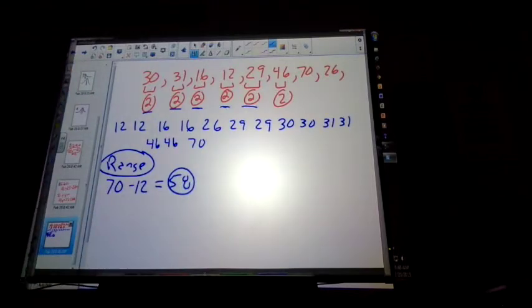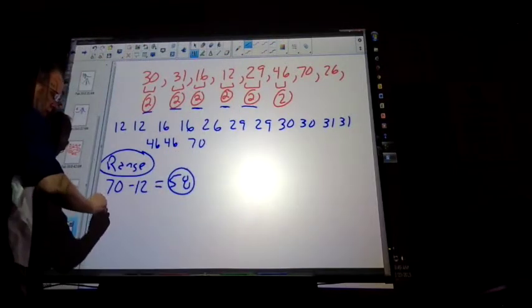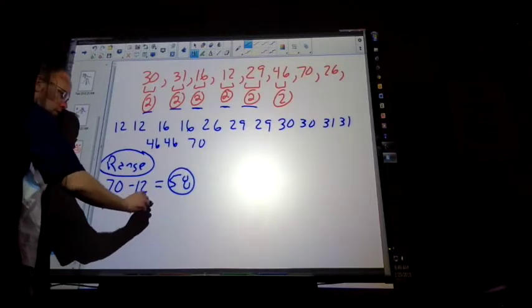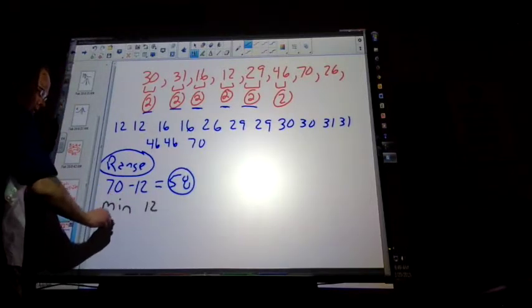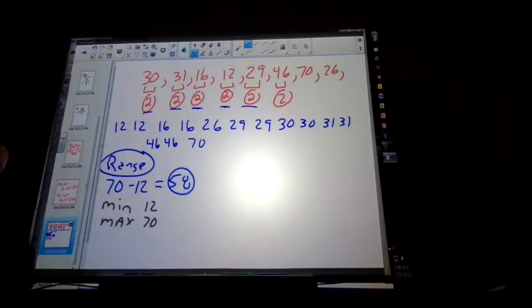Is everyone still with me? Other things that we know how to do. What is my minimum? 12. What is my max? 70. That's just a way of looking at the data so far. If I wanted to find the average, I would have to add them all together and divide by what? 14, because there's 14 pieces of data. Somebody got a calculator? Add those up real quick for me.